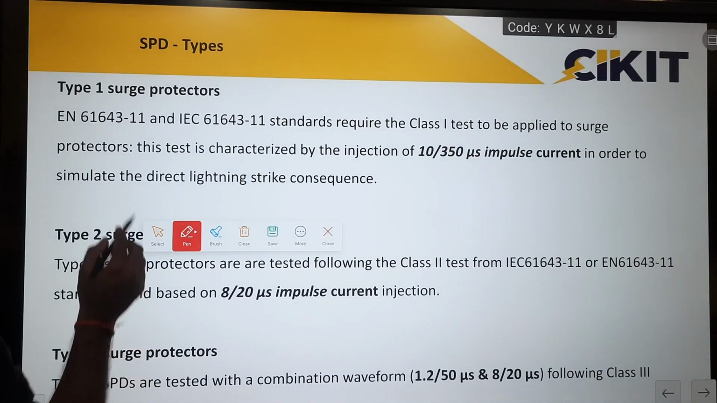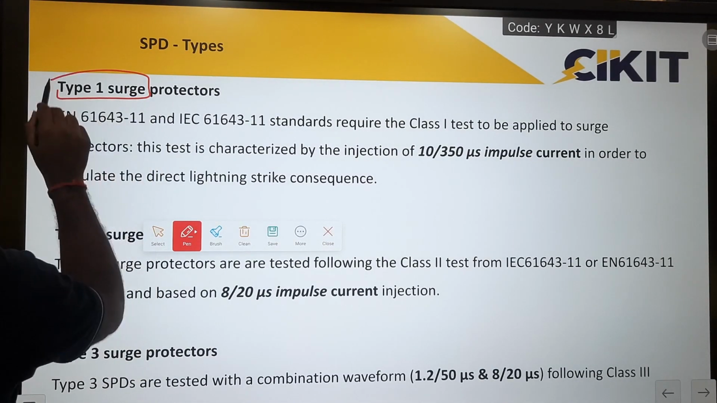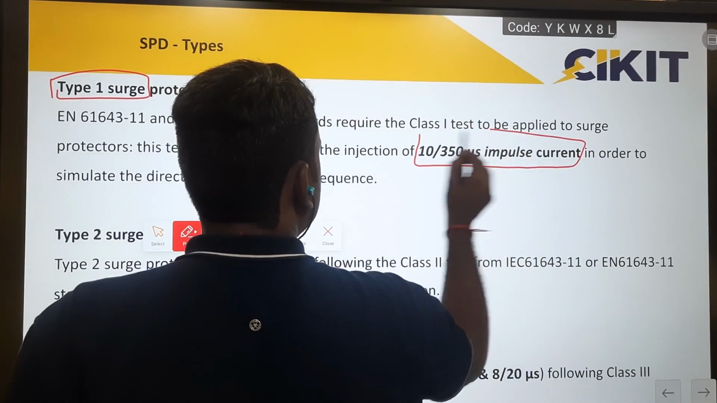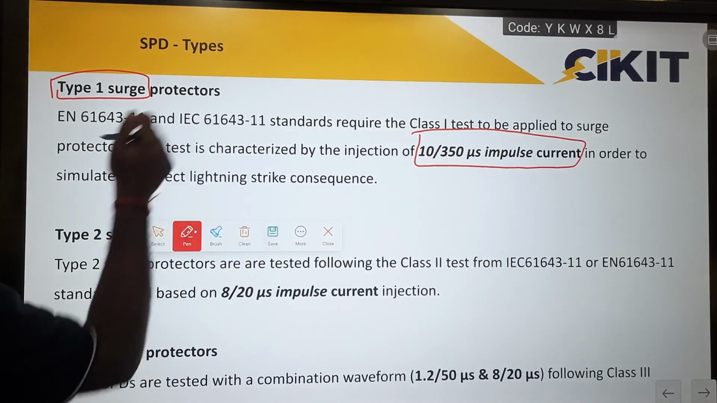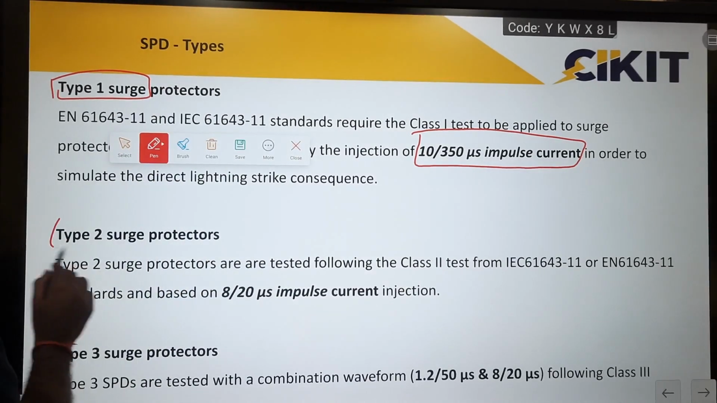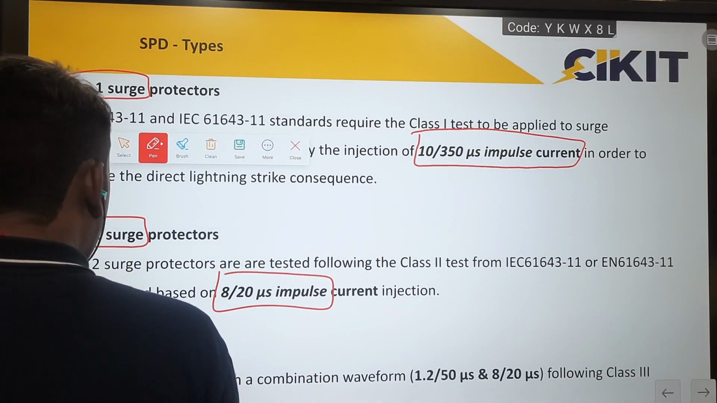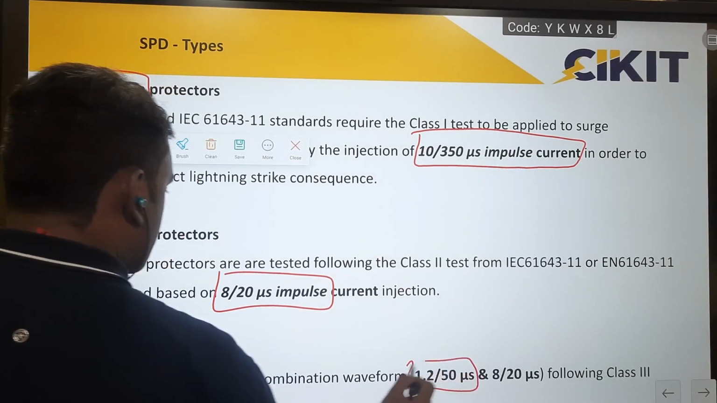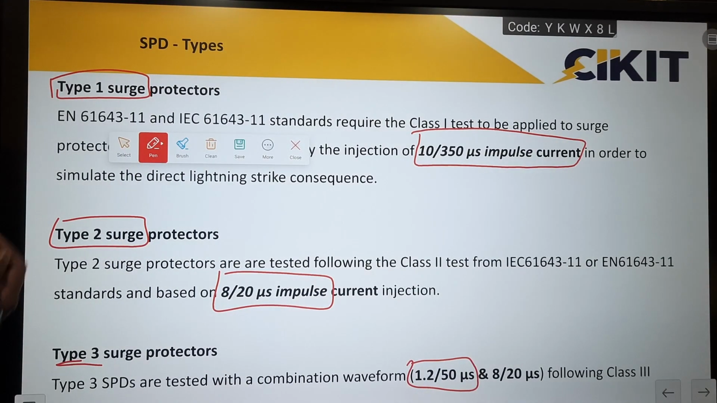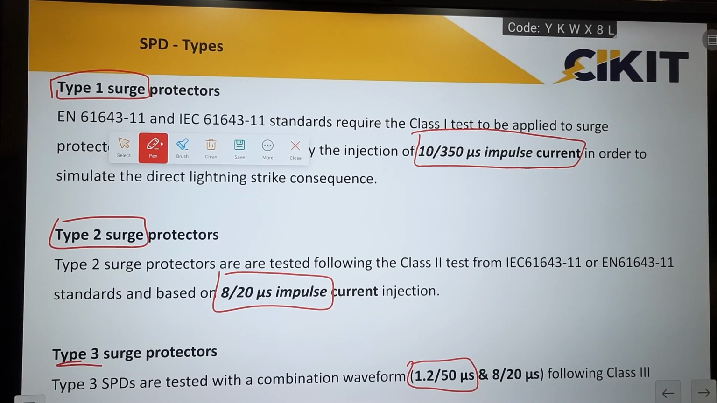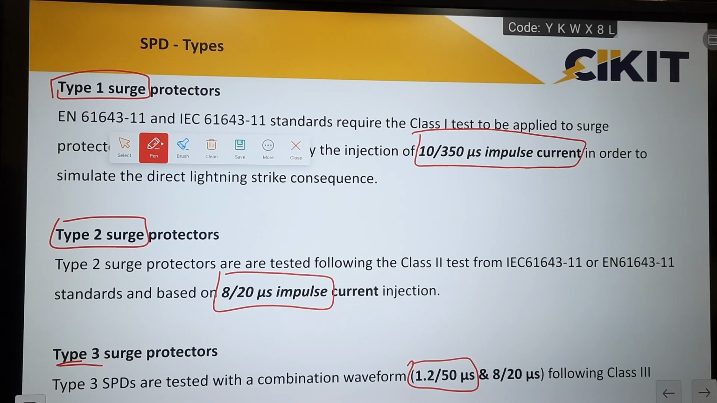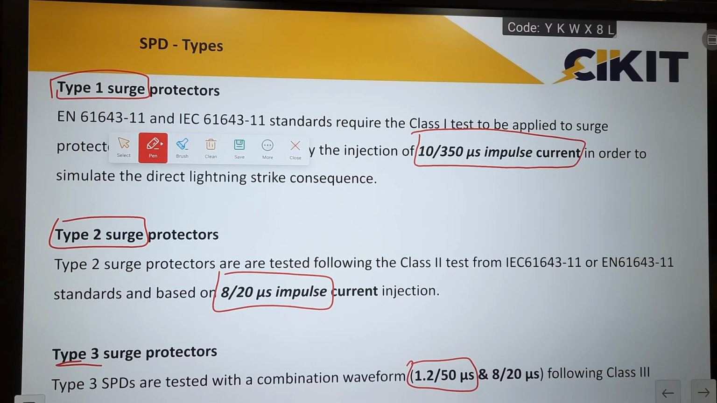In class 1 SPD, the SPD modules will be tested for 10 by 350 microsecond impulse current, type 2 SPD will be tested for 8 by 20 microseconds, and type 3 will be tested for 1.2 by 50 microseconds. So since this type 1 SPD is tested for 10 by 350, they are intended to operate for heavy impulse current. So we can observe that the duration is much higher for 10 by 350. So since it is capable of withstanding the service for such a long duration, they are intended for heavy operations.